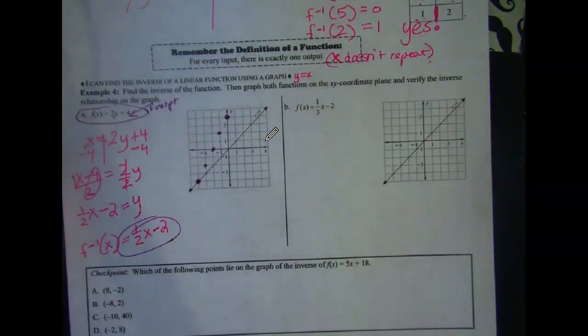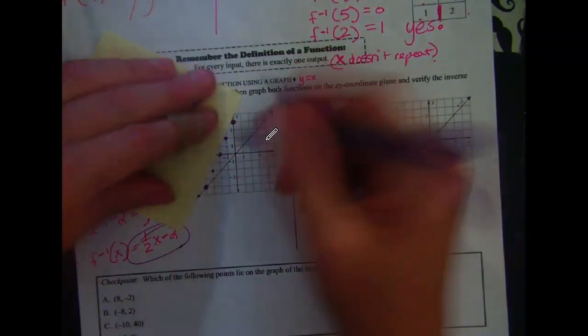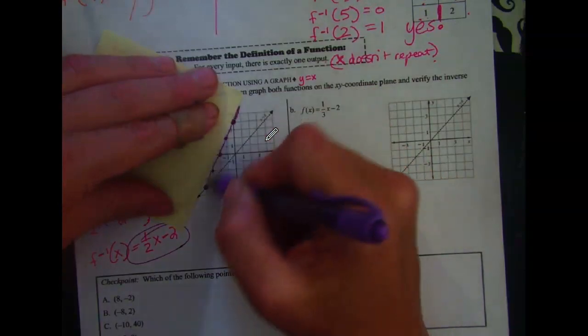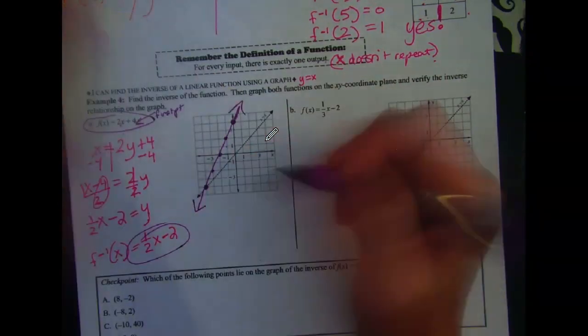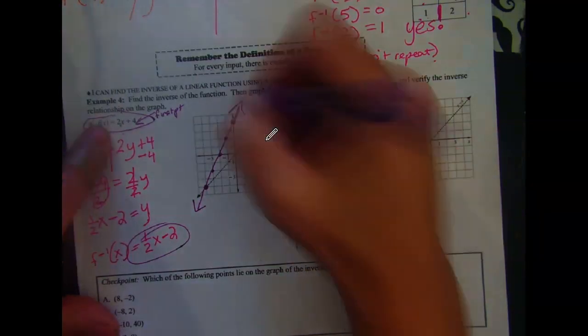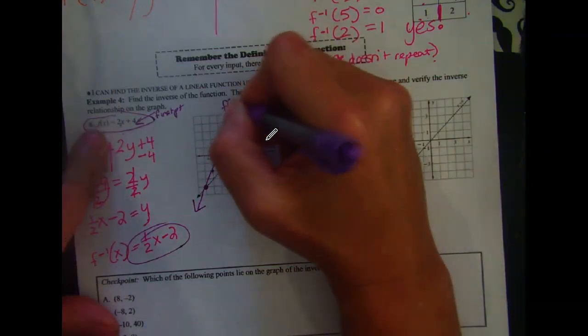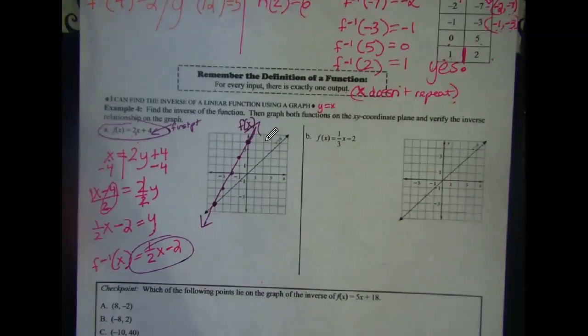So right there, I'm just going to use a piece of paper to draw my nice straight line. You'll be using a ruler, hopefully. So this is my f of x. I'm just going to label it, that's my f of x.